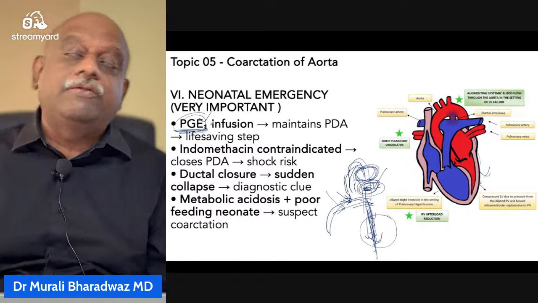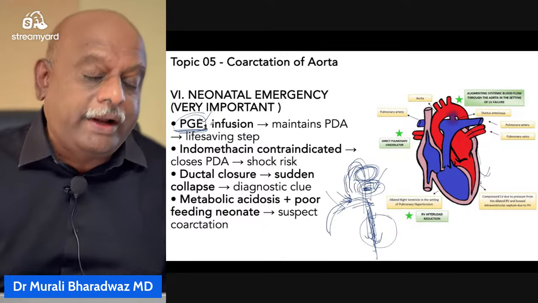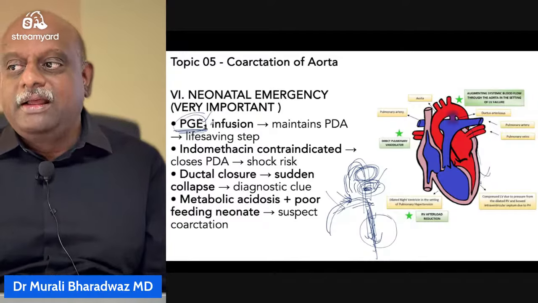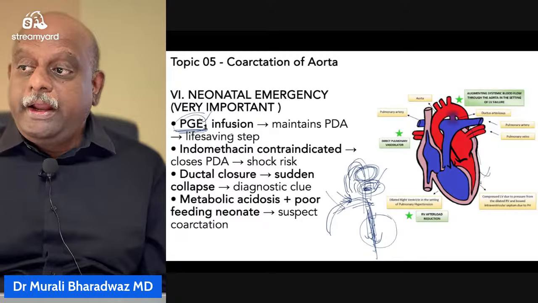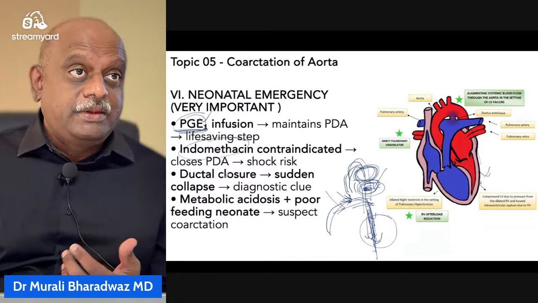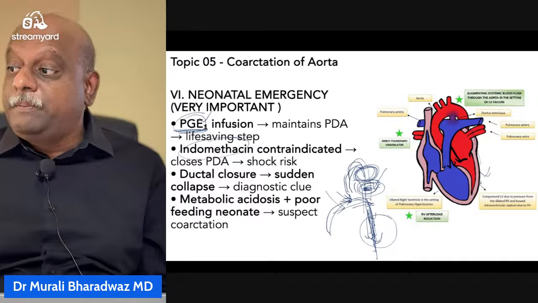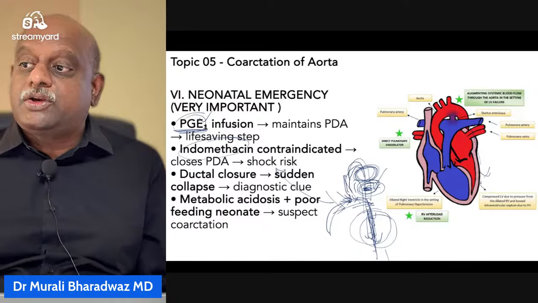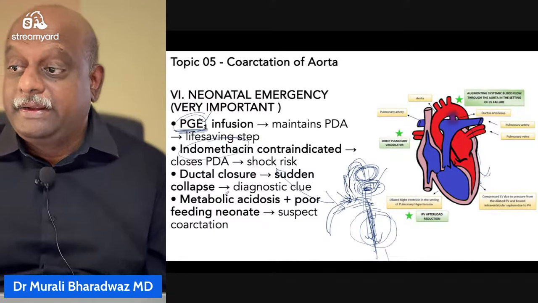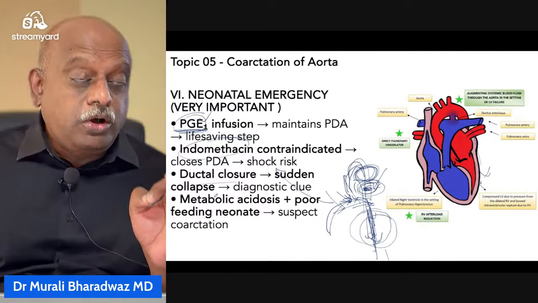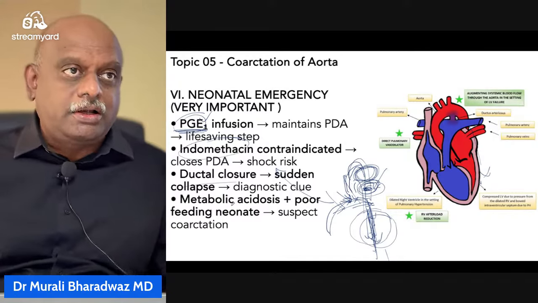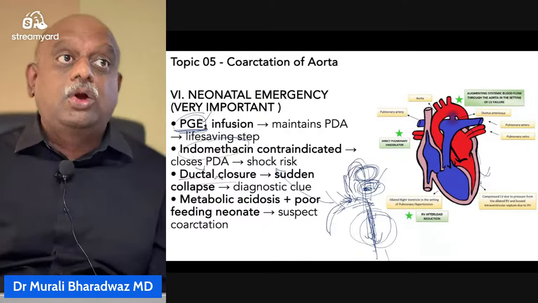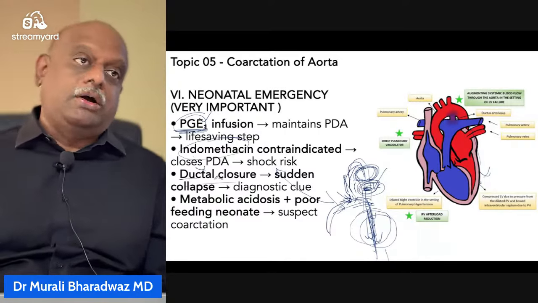So the treatment for a newborn with Turner syndrome who has coarctation of aorta is prostaglandin infusion. That is what we need to remember. Indomethacin is contraindicated because if you give indomethacin, the PDA closes, then the lower limbs do not get blood supply, and that leads to shock. Any newborn baby who went into shock with the closure of the ductus is an indication that there is an underlying coarctation responsible for that shock.